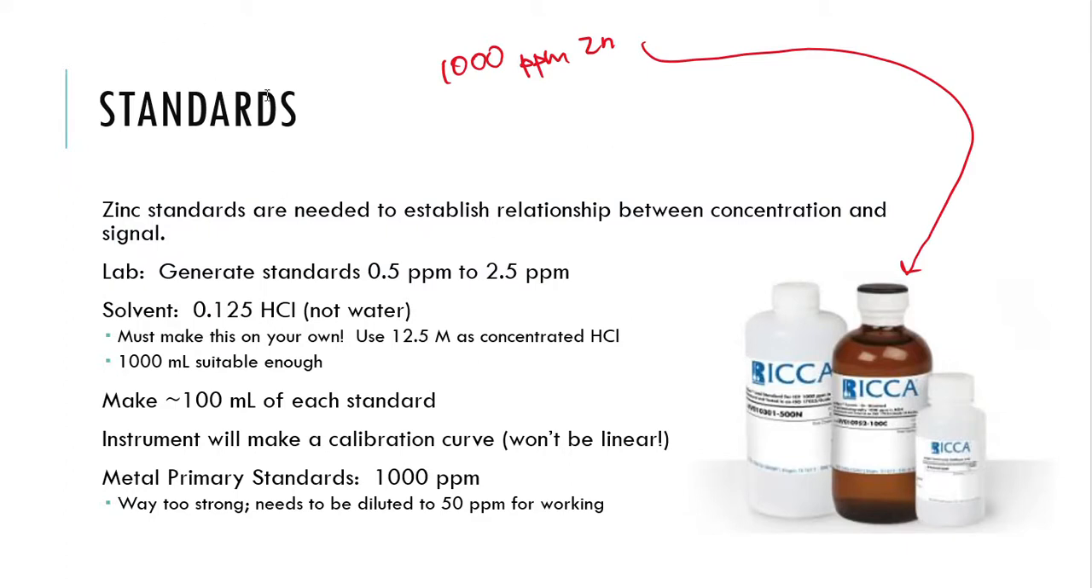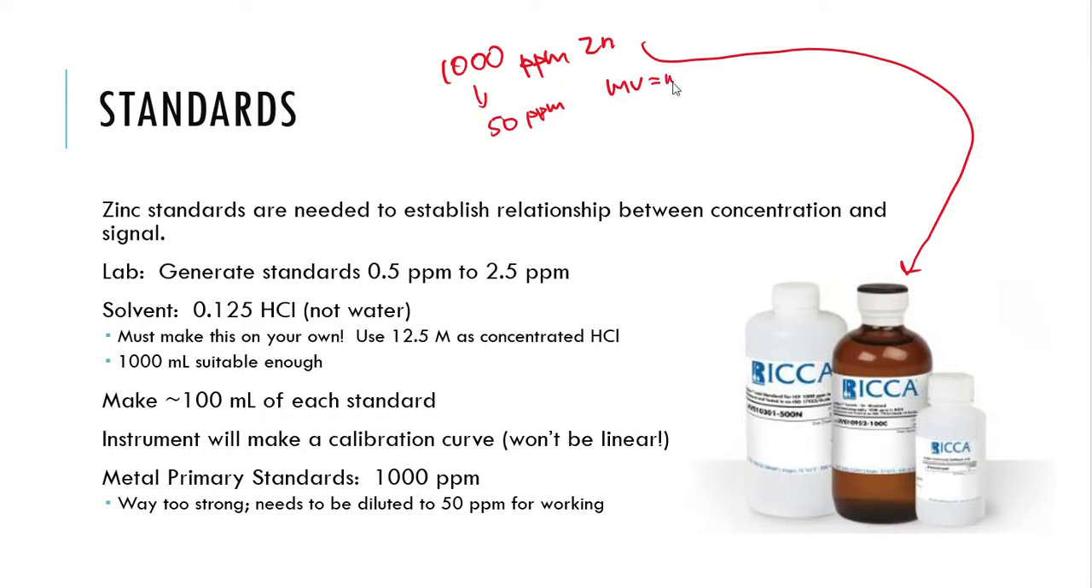Okay, well, with these standards, 1,000 is way too strong. If I'm telling you that 30s and 50s are way too strong, then you know good and well the 1,000 is going to be too strong. So the lab directions are going to tell you first make a 50 part per million from the 1,000. Okay, so how do we do that? Well, this is a dilution, right? I'm diluting the 1,000 down to 50.